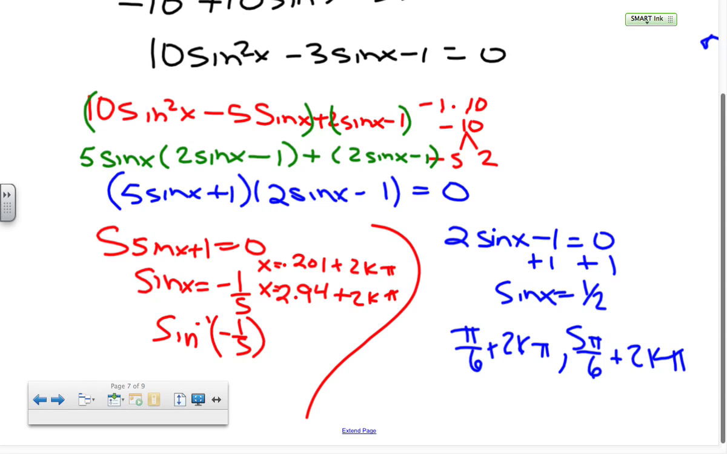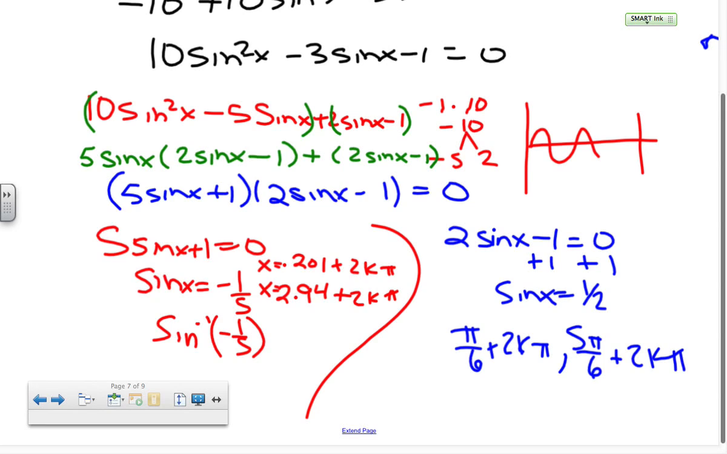Remember when we were graphing? That means that if I was graphing in my 2 pi, I would end up crossing 1, 2, 3, 4 places within the 2 pi. So that's my solutions there.